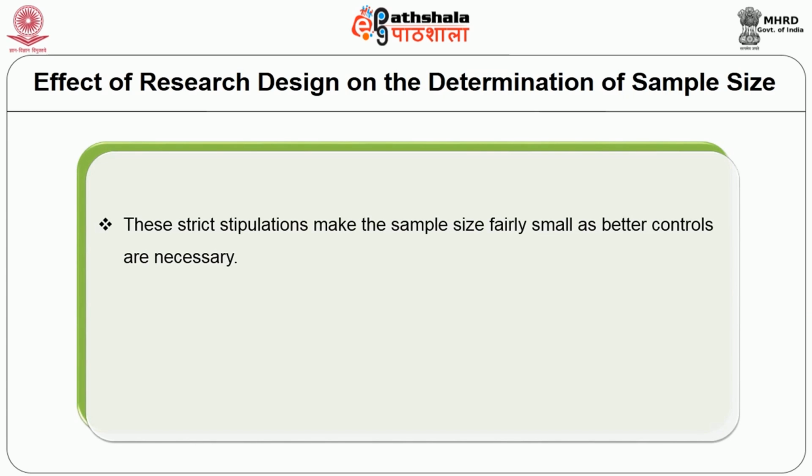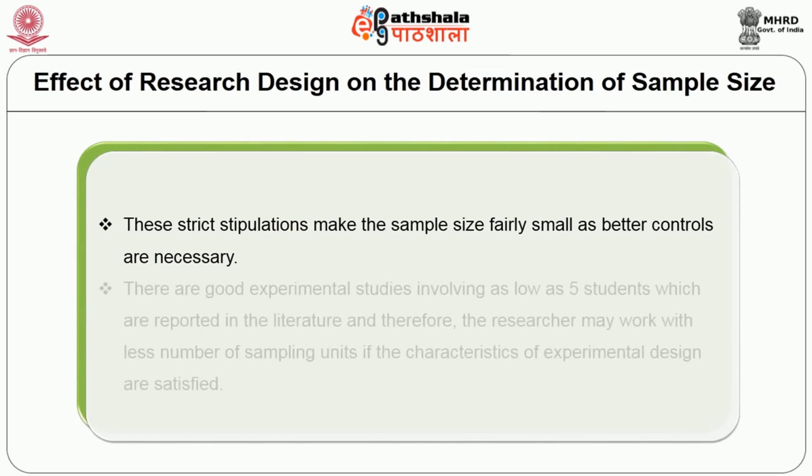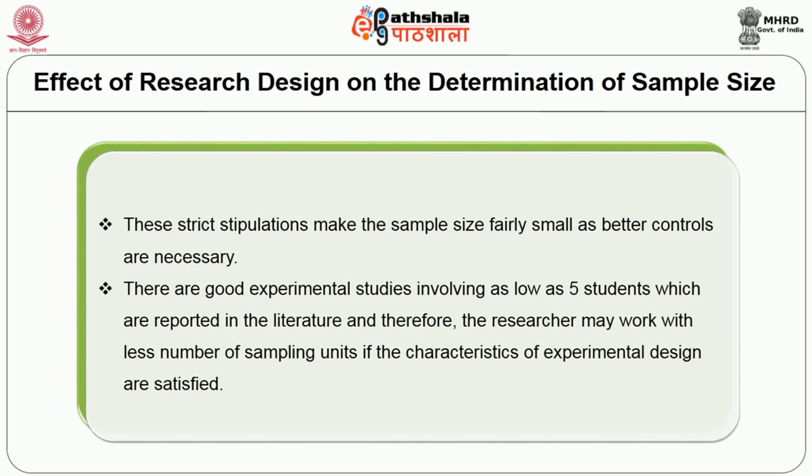These strict stipulations make the sample size fairly small as better controls are necessary. There are good experimental studies involving as low as 5 students which are reported in the literature, and therefore the researcher may work with less number of sampling units if the characteristics of the experimental design are satisfied. That's it with the research designs and its effect on sample size.